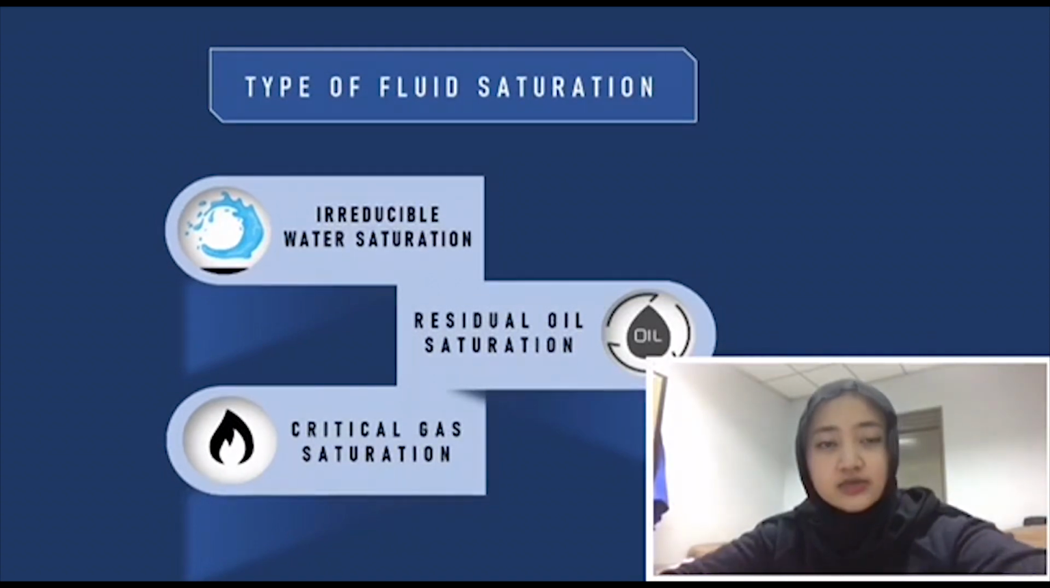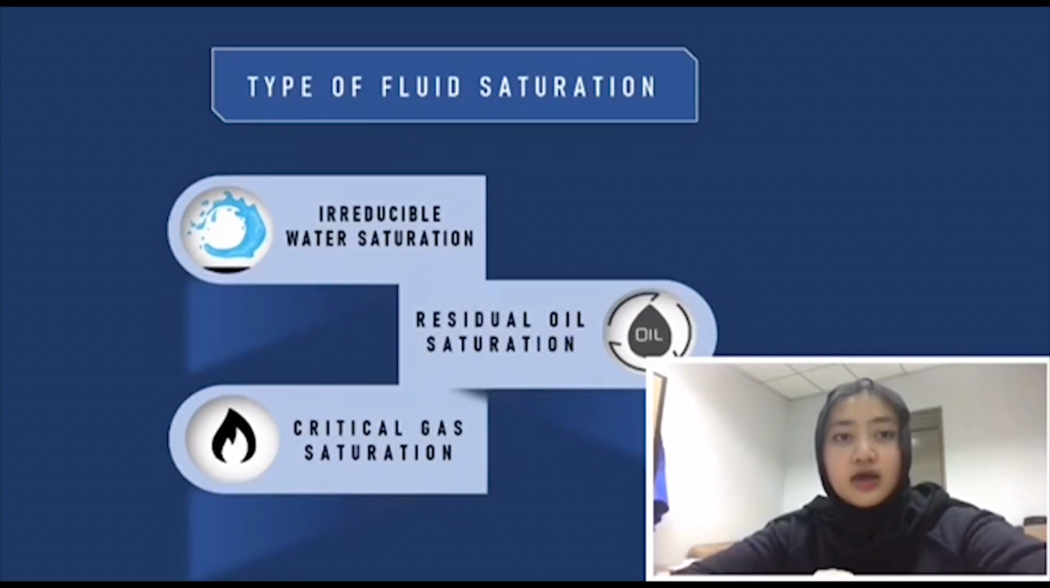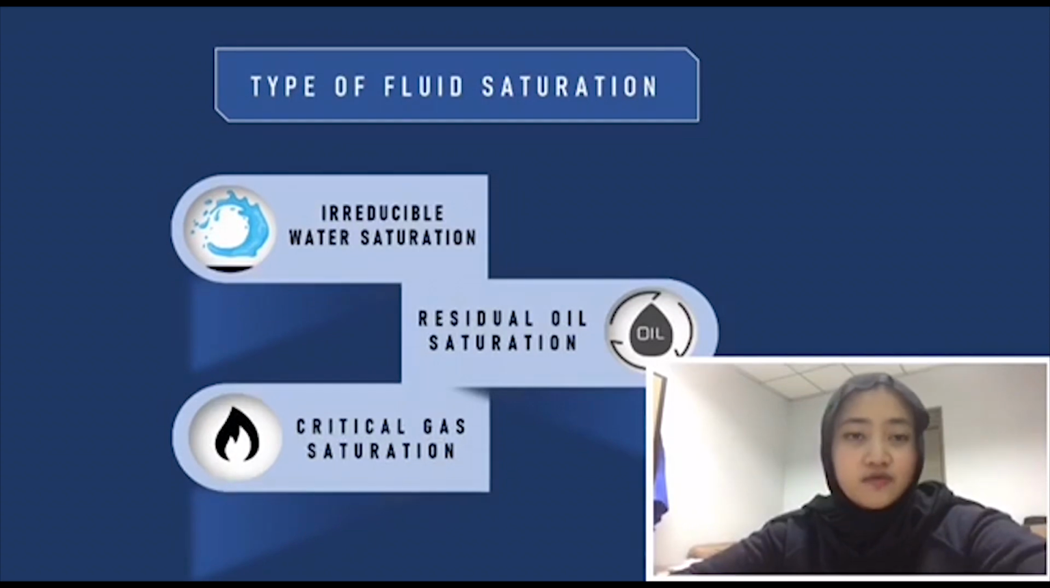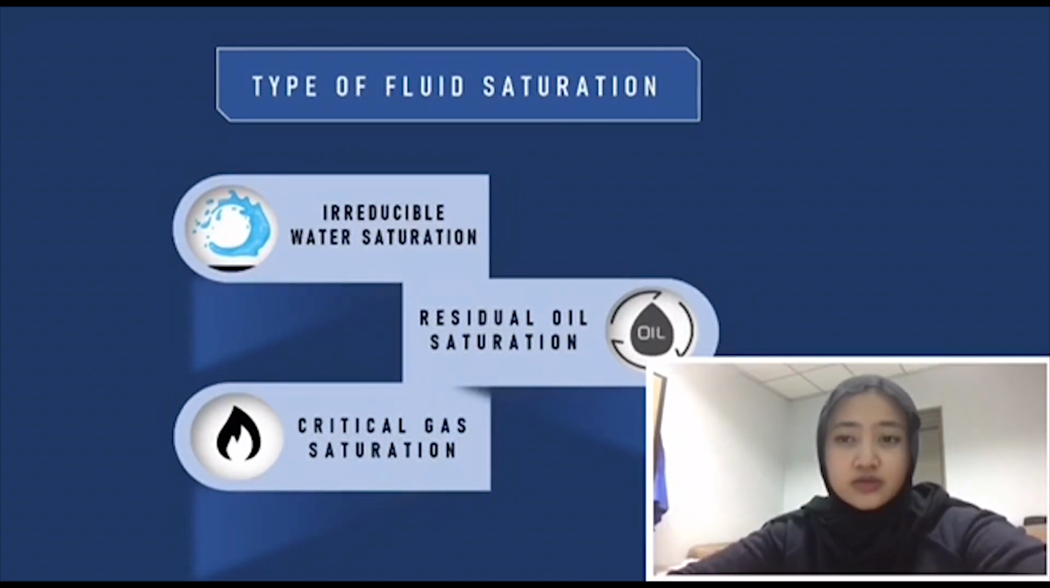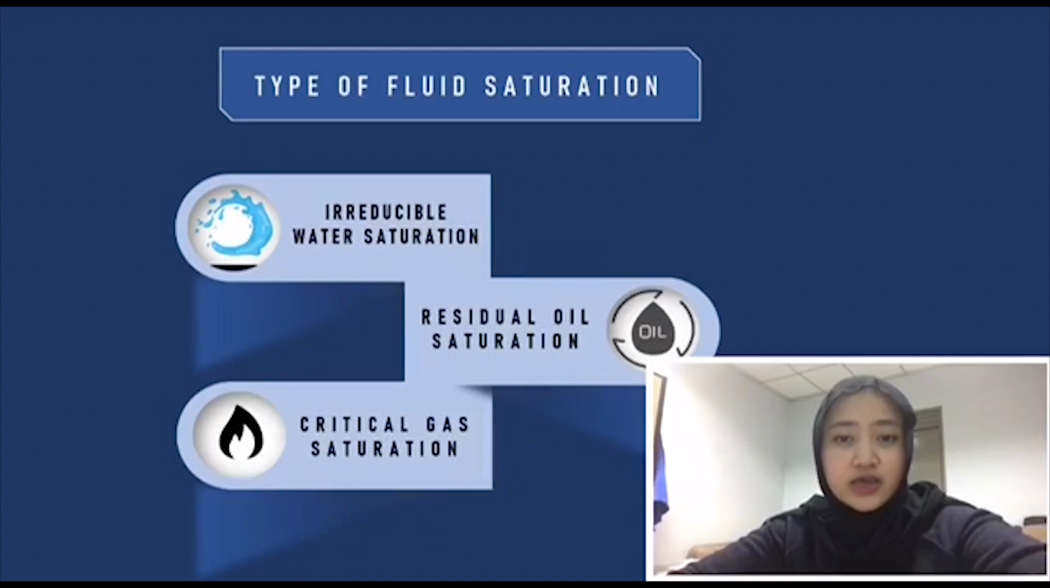And lastly is critical gas saturation. Hydrocarbon fluid in a petroleum reservoir normally exists at high temperature and high pressure condition. Hydrocarbon gas is normally dissolved in the liquid phase due to high pressure. As the production from a petroleum reservoir is initiated, the reservoir pressure begins to decrease while the reservoir temperature remains constant. The steadily declining reservoir pressure results in evolution of gas phase when pressure falls below bubble point pressure.